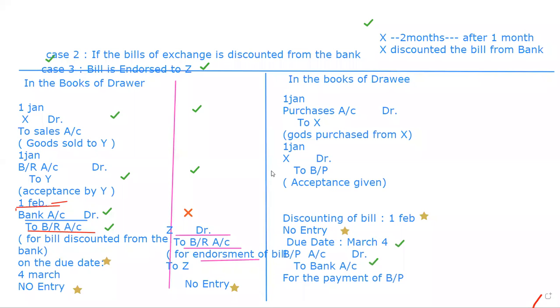And the third, on the due date, when the payment is made by the drawee to the drawer, or to the bank in case the bill is discounted from the bank, or to Z in case the bill is endorsed to Z. Whatever the activity that has taken place, whether it is discounting from the bank or endorsement to a third party, it affects only the books of drawer. It will not affect the books of drawee.